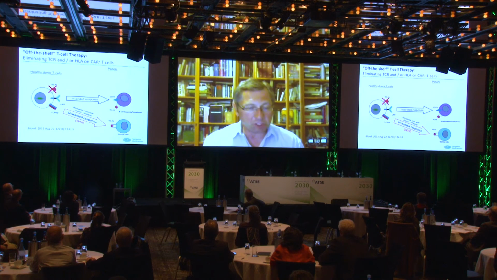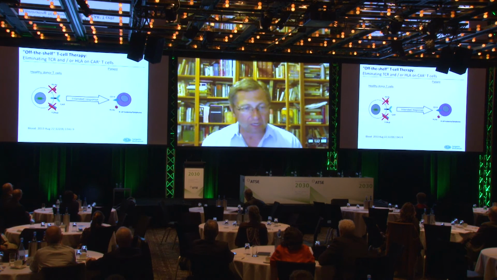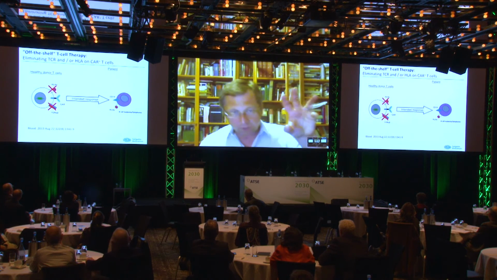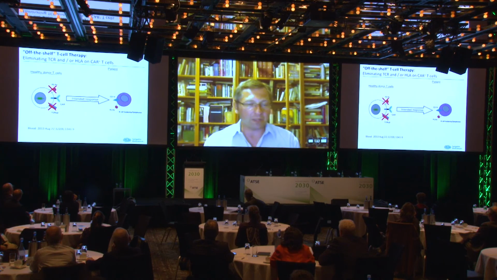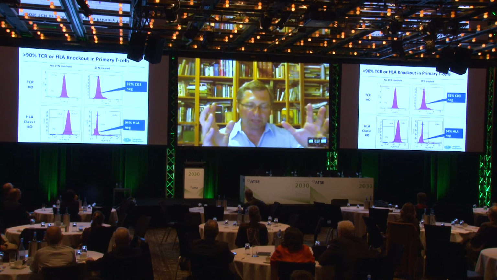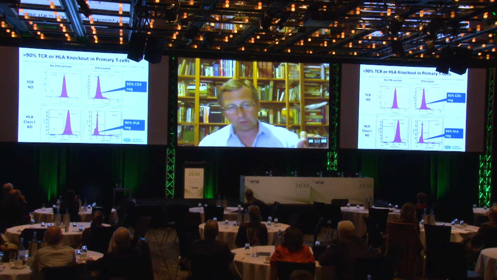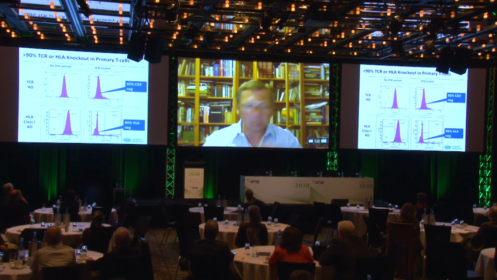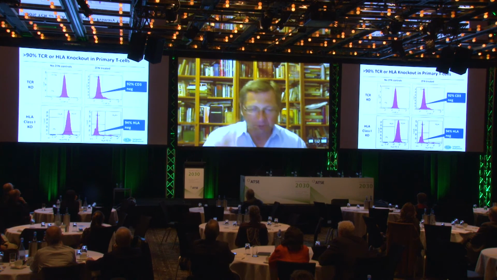So we set out to do gene knockout. The goal is to knock out the TCR and the HLA to denude immunologically the T cell. How well does it work? Well, here are the 2 important pieces of data. We take a clinical scale dose of T cells, deliver the Zincfinger nuclease, and we get 92% with no selection. 93% single-step knockout at endogenous loci.